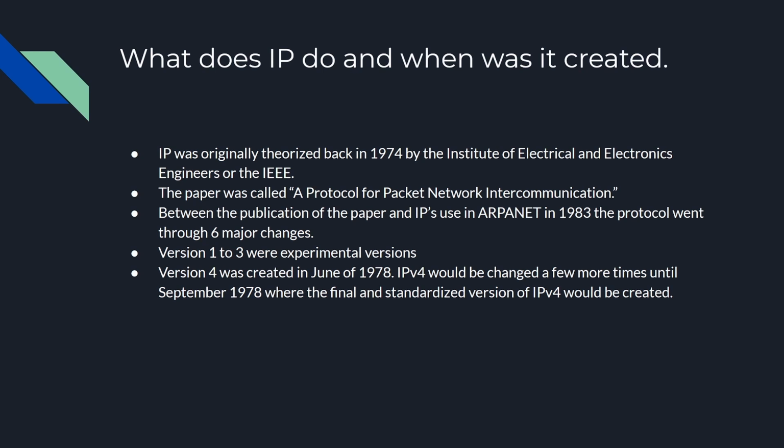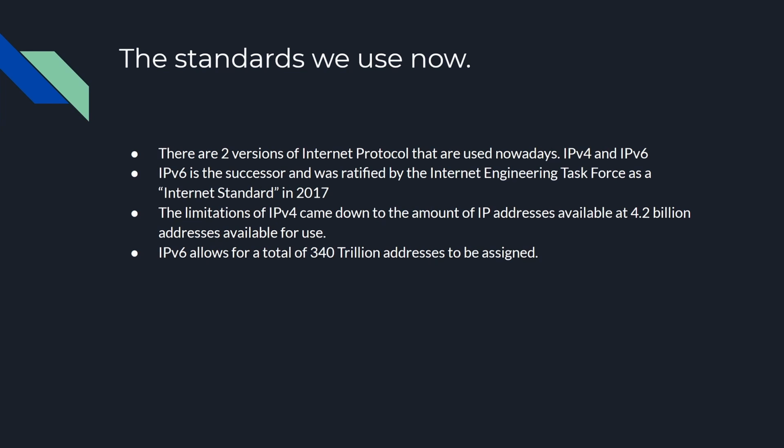The version of Internet Protocol we know today as IPv4 came about during June of 1978. This version of IPv4 would not be the last version of IPv4, as the June 1978 variant had a different header that would not be in the final design. The final and standardized version of IPv4 would be created in September of 1978. The standards we use now.